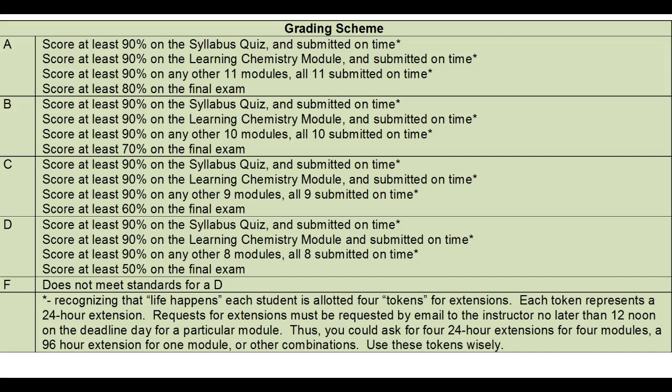And so to get an A, you need to score at least 90% on the syllabus quiz and have it submitted on time. And we'll talk about that in a minute. 90% on the learning chemistry module, which is module number 1. And then 90% on any of the other 11 modules, all submitted on time. At least 80% on the final exam. So that ought to be your goal, is to make an A, to do that.